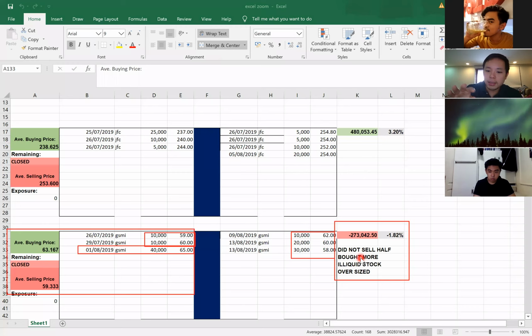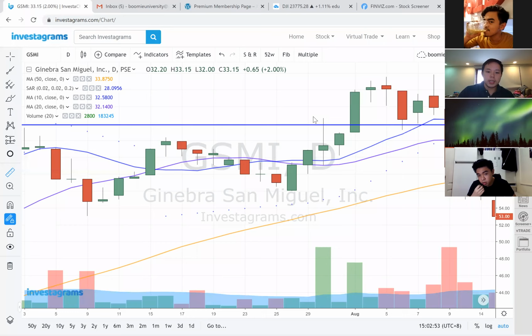I bought more than what I dapat. Yun, diba? So, that's what happened there. Oversize. Kaya hindi ako nakalabas ng mabilis. So yun yung sinasabi ko kanina na you have to be able to put yourself in a situation where you can get out and get in without any liquidity problems. So that's one mistake, di ba?